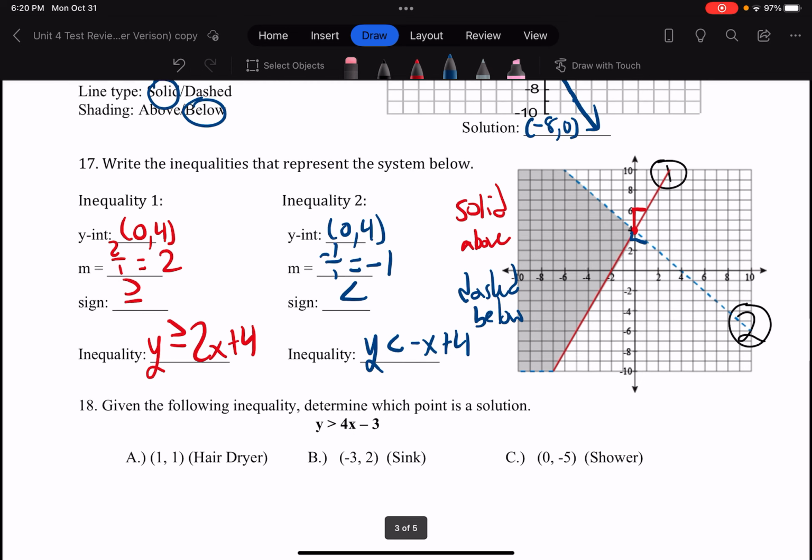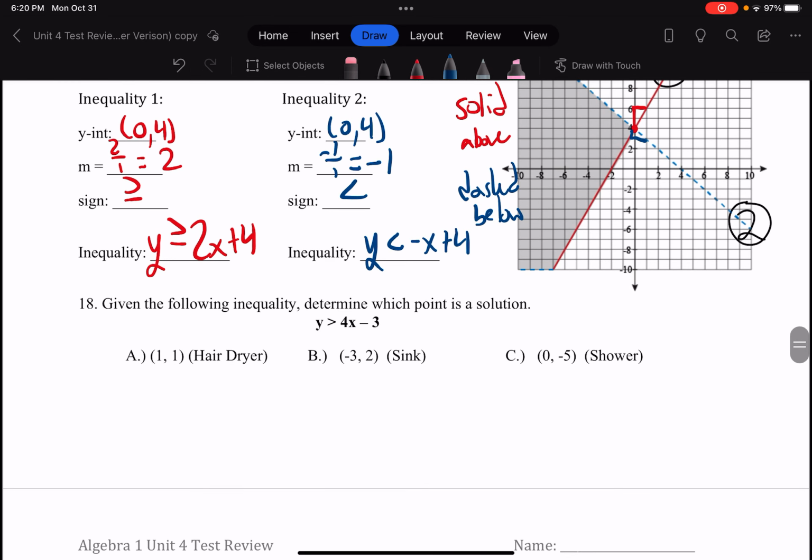All right, and then that moves us on to problem 18. Now for 18, I'm going to plug in these values. So anywhere I have a y, I'm going to plug in 1. Anywhere I have an x, I'm also going to plug in 1. So now I've got y is greater than 4 times 1 minus 3. So that gives me that 1 is greater than 4 minus 3. Is 1 greater than 1? That's not true. So that would not be my solution.